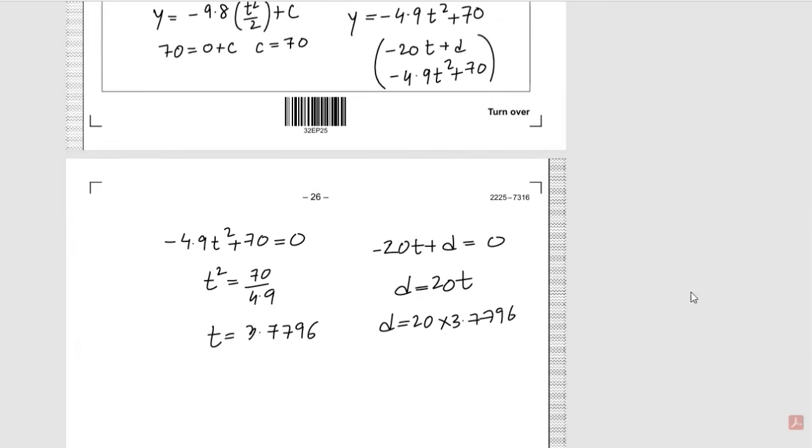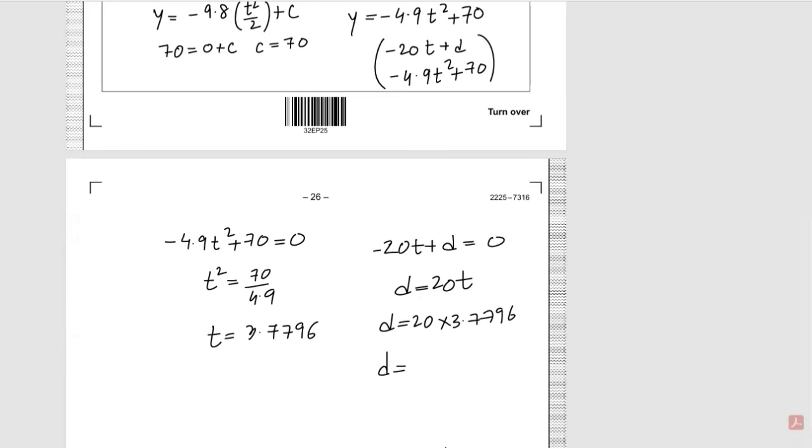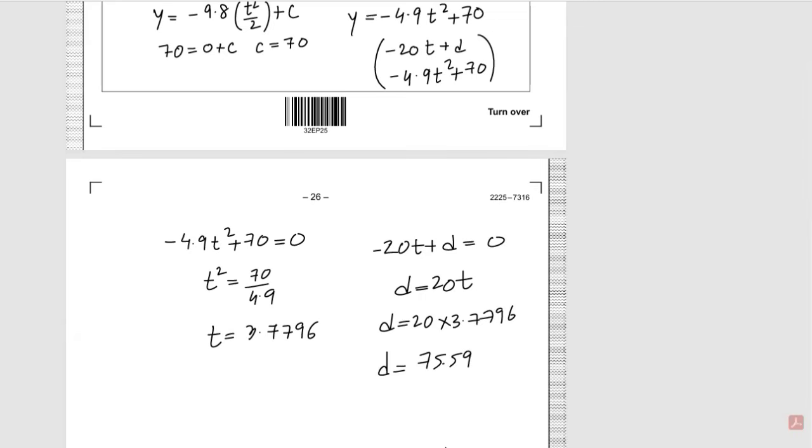So d is going to be 20 times 3.7796. I've got this answer stored already, so I can just multiply it by 20. And this will give me the value of d, which is 75.5928, approximately 75.6. This should be my answer.